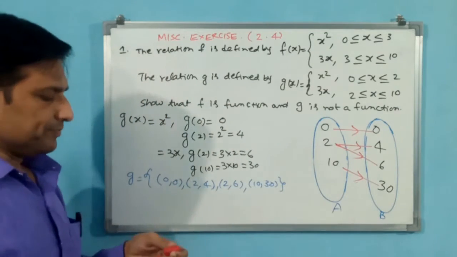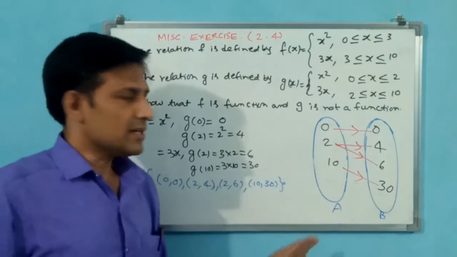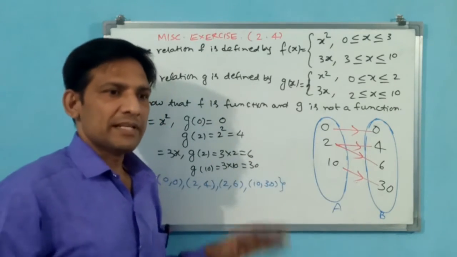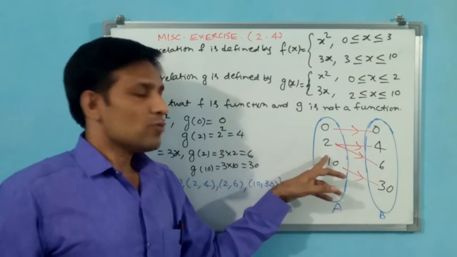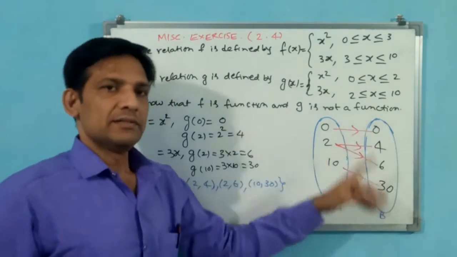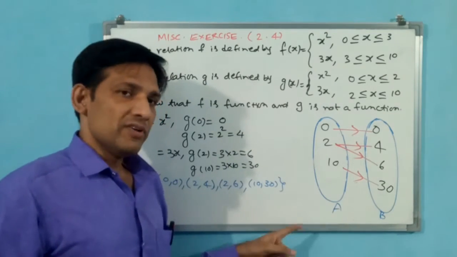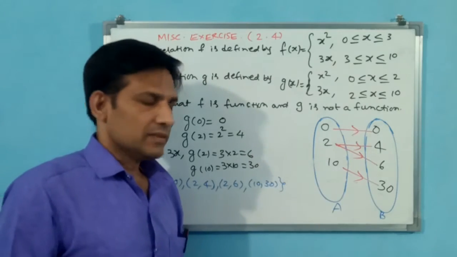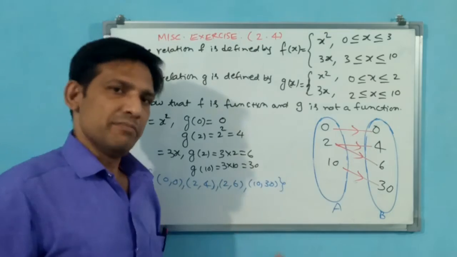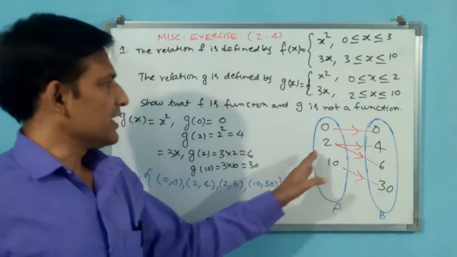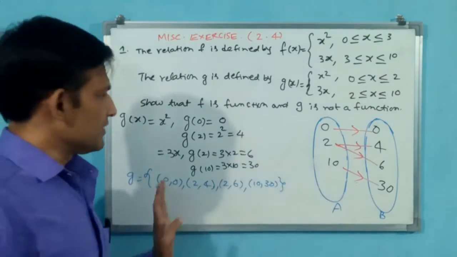Now we observe the relation. See, we have to observe the relation, then we came to know whether it is a function or not. See here, element 2 is having two images. Okay, this is against the law of function. If it wants to be a function, every element should have one and only one image in B from set A. But here 2 is having two images. That is why this is not a function.